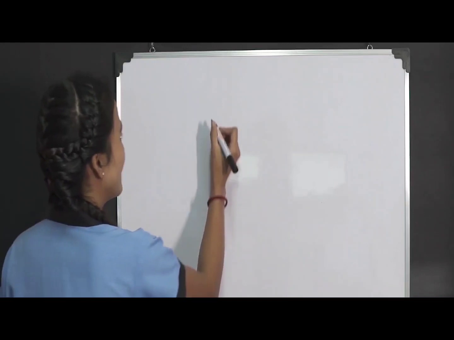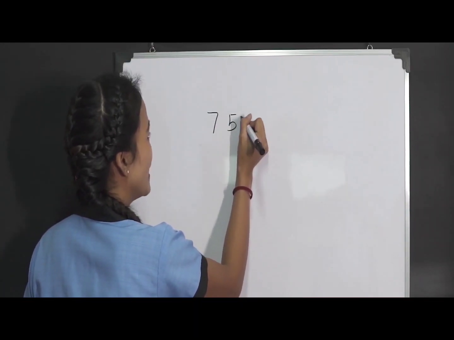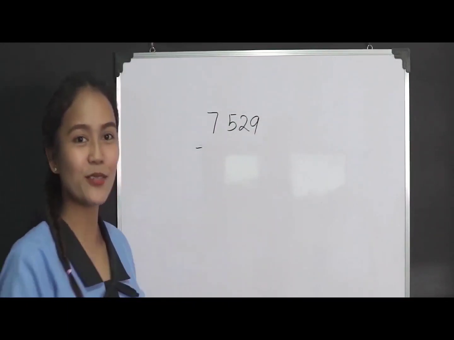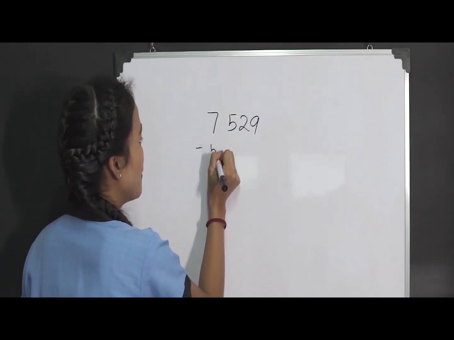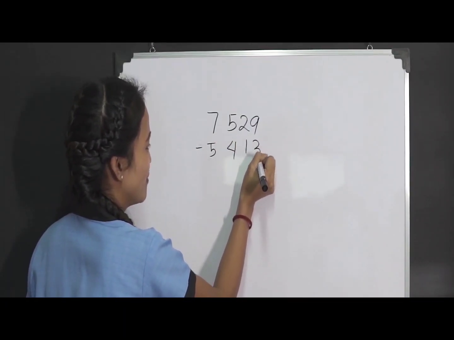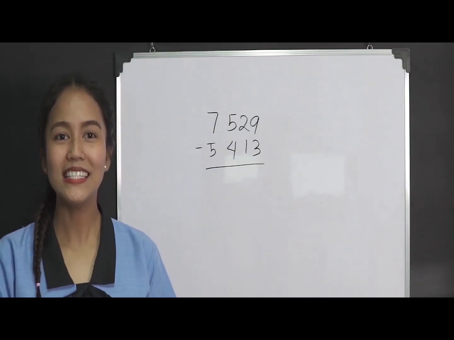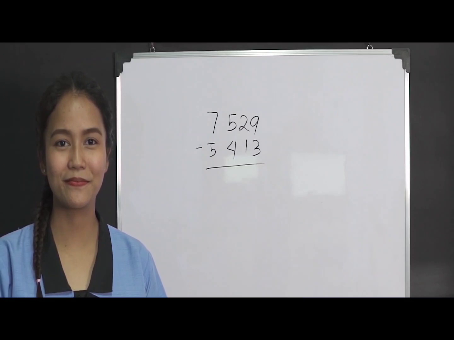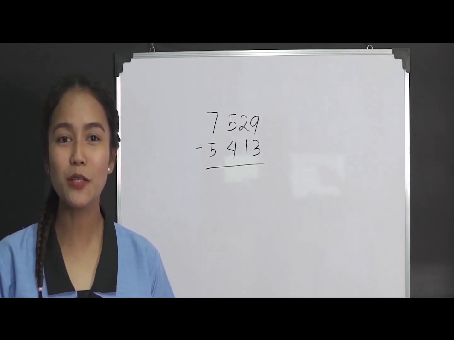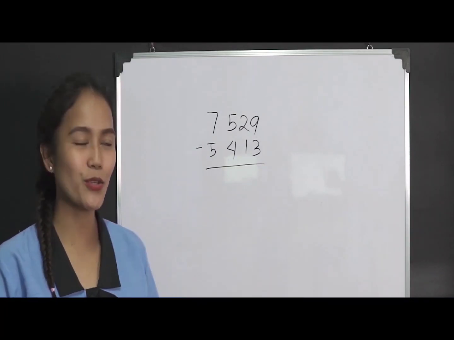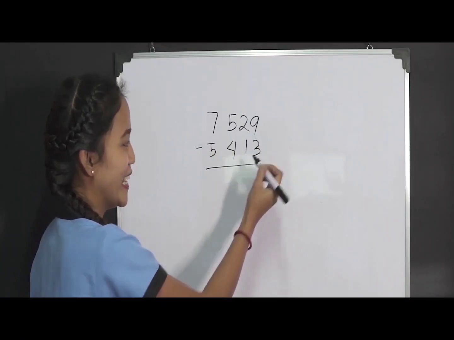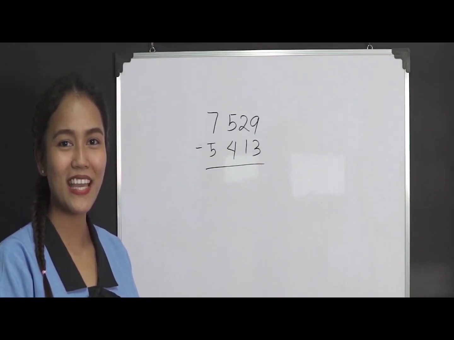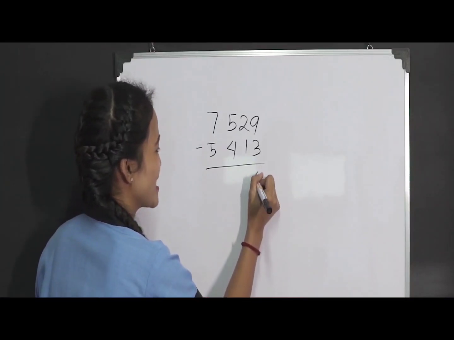Yes, we should align the digits according to their place of value like this. 7,529 minus 5,413. Now, which place value should we subtract first? Very good. We subtract first the ones place. So, 9 minus 3 is equal to? Yes, it is equal to 6.